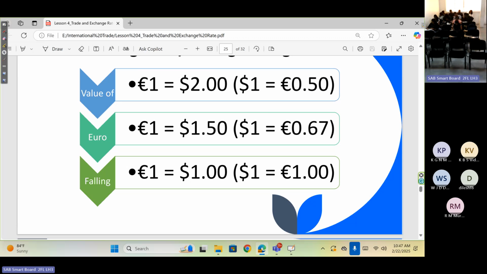That means the euro has strengthened and the dollar has weakened.